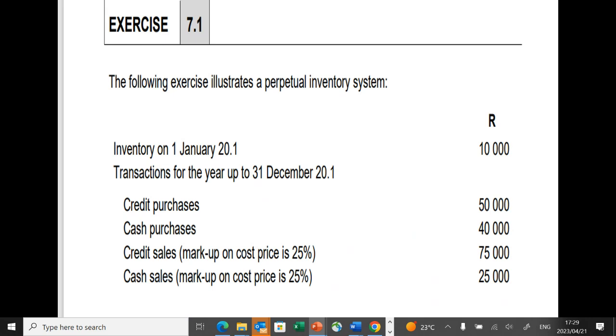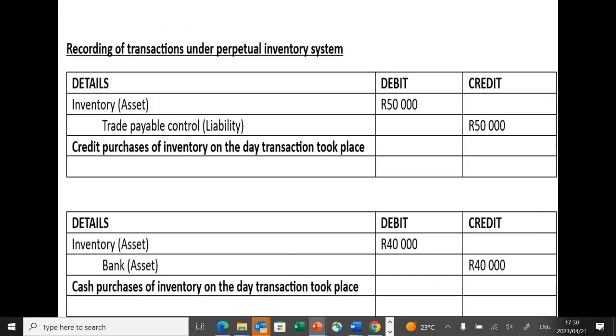The markup can also be based on a selling price. If you go to your study guide, it will show you how we calculate for that one. So I'll advise you to be familiar with both methods so that you don't get confused when we ask you questions. So we know the credit purchases, cash purchases, credit sales, and your cash sales, together with your opening inventory that was given to us.